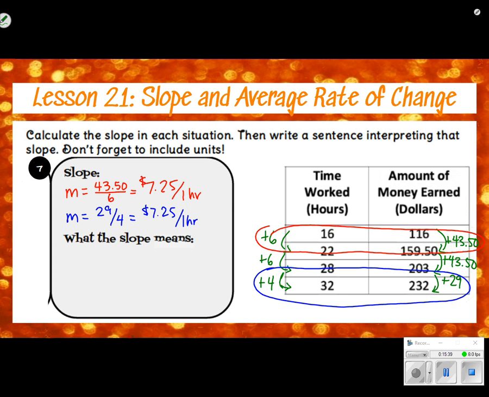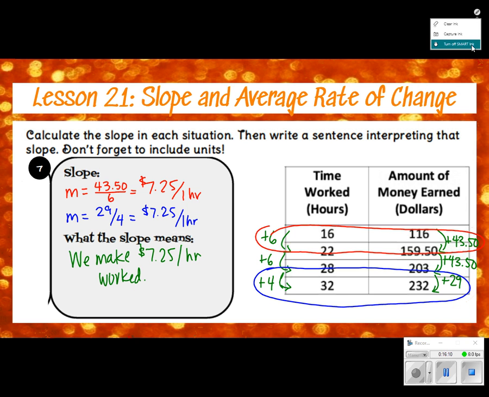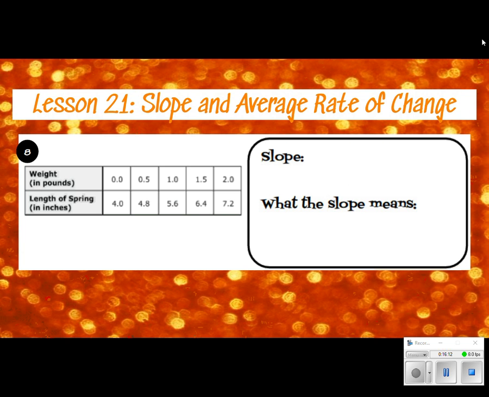So what does that mean? We make $7.25 per hour worked. Now, if you wanted to say $29 for every 4 hours worked, you wouldn't be wrong. That would be a good improper fraction to use. It's not going to simplify down at all, so you could say that. But the decimal, 7.25, does make sense in this case because usually we deal with decimals in our paychecks and stuff like that.